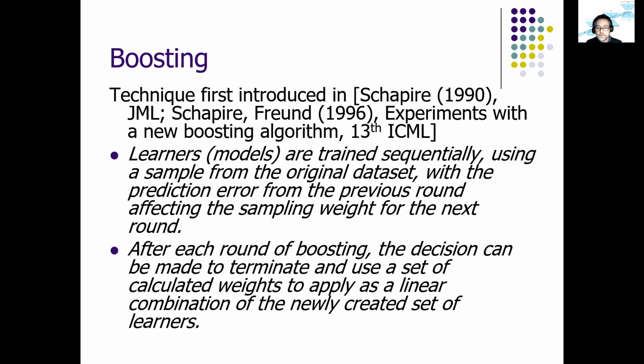So what's the idea? The idea is that you have models. These are called learners. They are trained sequentially using a sample from the original data set. But you use the error that the models made in the previous round to influence the sampling weight of the data points for the next round. So at each round of boosting, you have to decide whether you're going to terminate or use a new set of calculated weights to continue, or you terminate and you assign weights to the different members of the ensemble, and you combine the decisions in order to make a final decision.